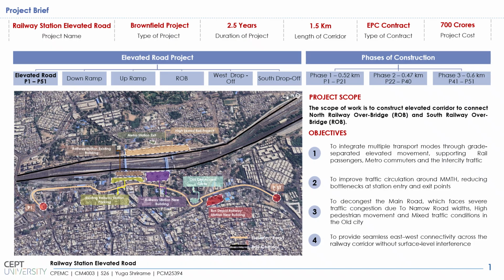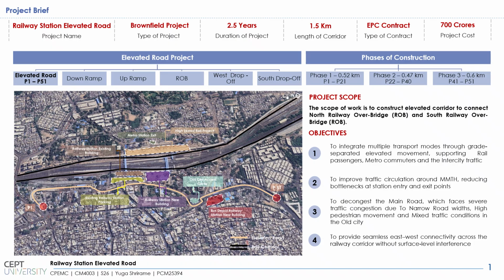The project is aimed to connect the two railway overbridges, which are the north and the south ROB. Due to this project, it will integrate multiple transport modes through grade separated elevated movement, which will greatly help the railway passengers, the metro commuters, and also support the intercity traffic. It will eliminate the need of going through the entire city to reach the designated positions. Accessing the railway station through this elevated road would be much easier rather than going throughout the city, since currently there is no dedicated bifurcation to reach these points.